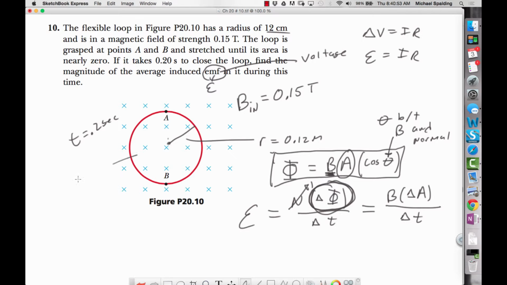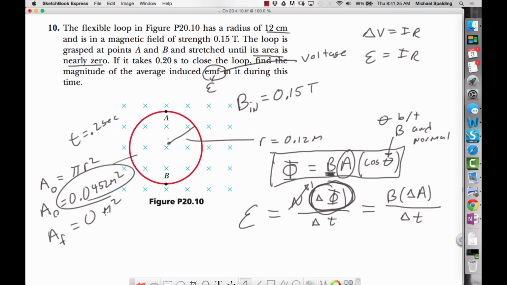Now, you have to calculate the initial area of the loop. The initial area is pi r squared, where this is r right there. The initial area of the loop is 0.0452 meter squared. Now, what's the final area of the loop? It's 0, because it says right here the loop is stretched until its area is nearly 0. So we go from having an area to having 0 area. What's the change in area going to be? 0.0452.